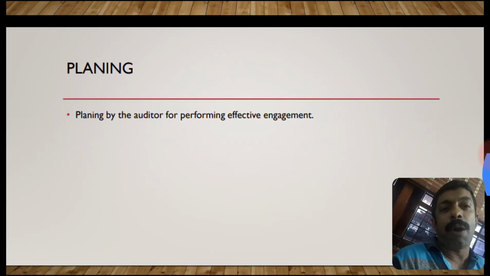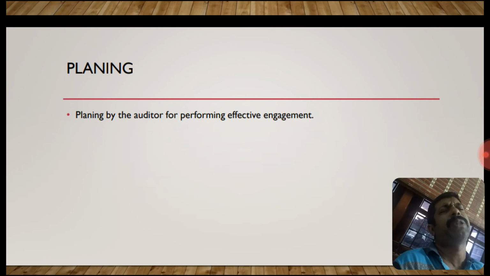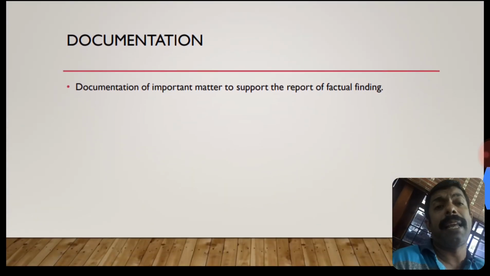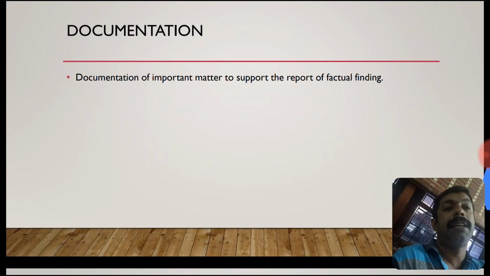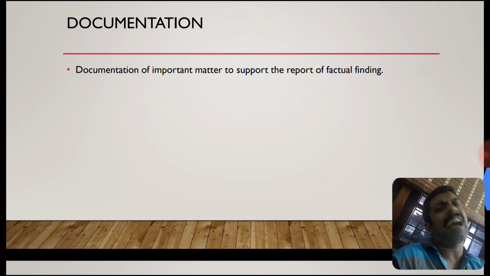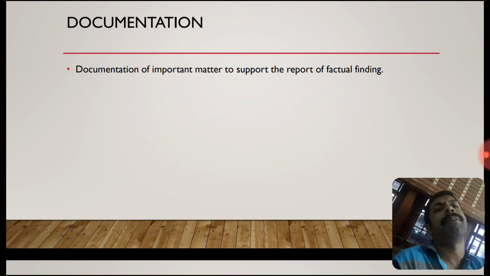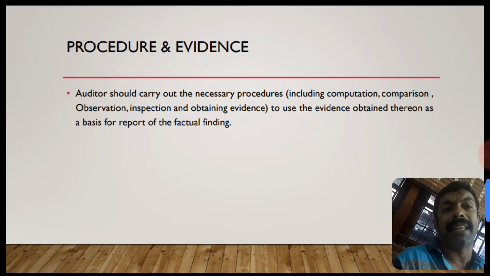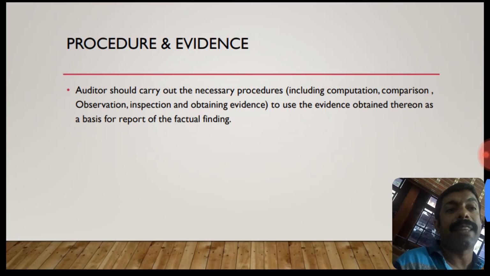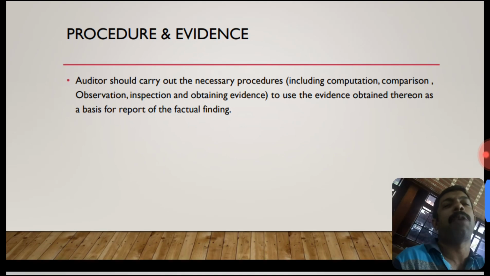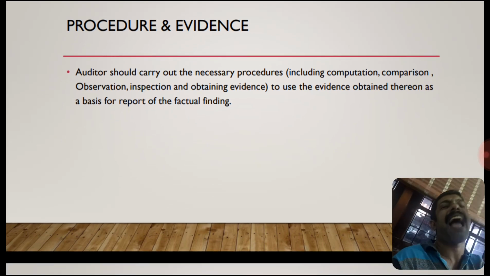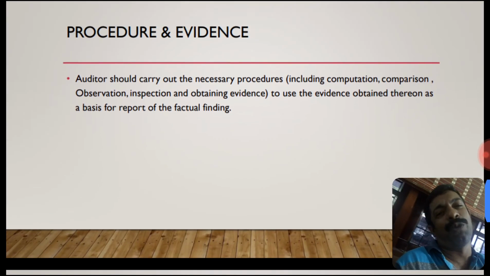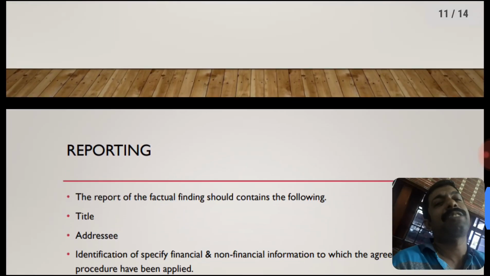Planning by the auditor for performing an effective engagement. All audit engagements require planning to understand the client and understand the third party. Documentation of the important significant matters during the factual finding. The rest are in the nature of audit. Scope is limited to the specific service. Procedure and evidence. The auditor should carry out the necessary procedures to use the evidence obtained thereon for expressing an opinion whether the franchisee person has complied with all the agreed upon procedures. To form that conclusion, the auditor requires information. That is called the audit evidence.